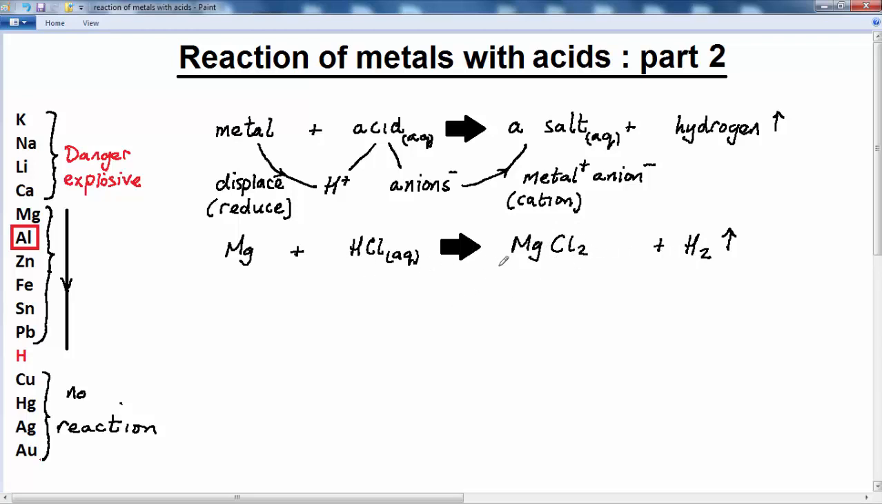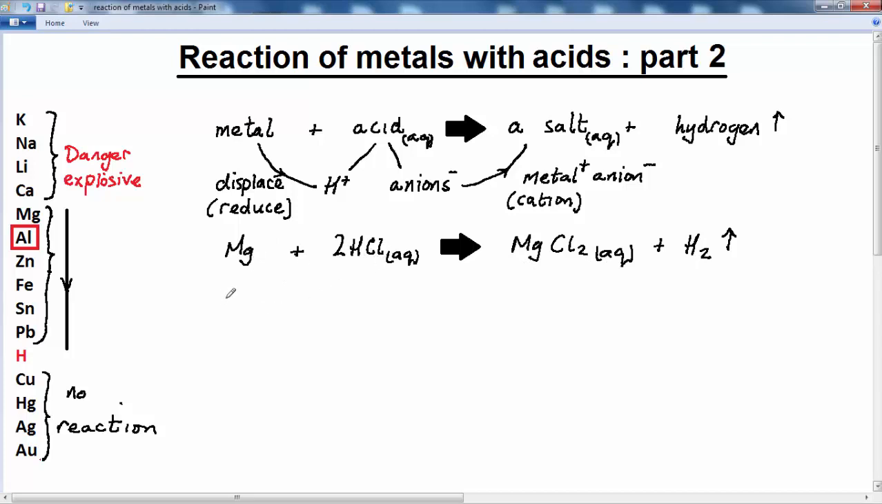We can see that the equation isn't balanced because we've got 2 chlorines and 2 hydrogens here and only 1 hydrogen, 1 chlorine there, so easy to balance, just put a 2 in front of it. So the type of salt depends upon the type of metal and the type of acid.